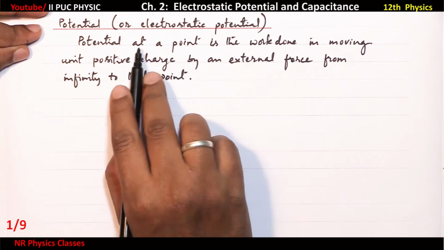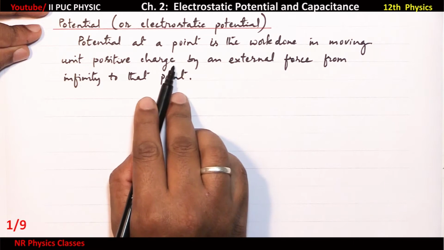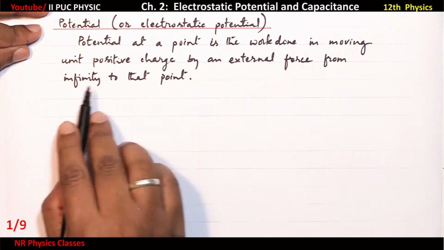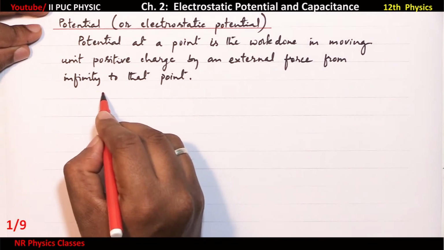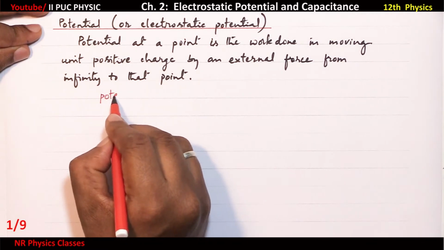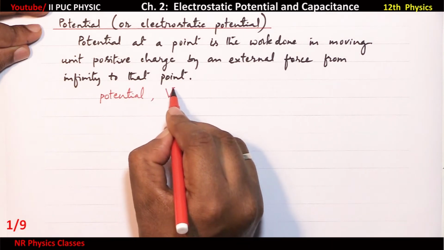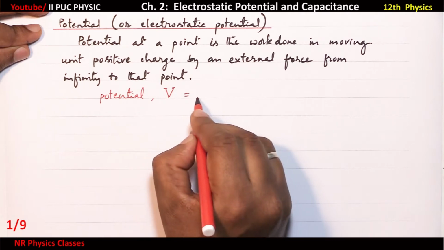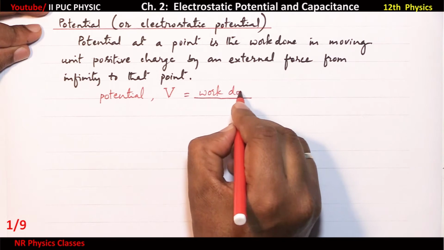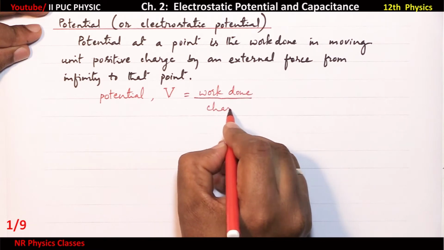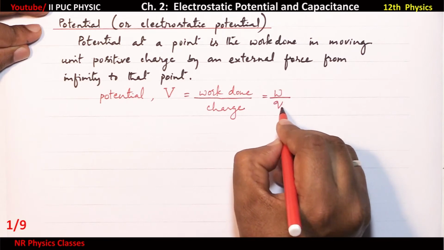Potential at a point, meaning electrostatic potential at a point, is the work done in moving a unit positive charge by an external force from infinity to that point. Therefore, potential, let us denote it by capital V, equal to work done by charge, W by Q naught.